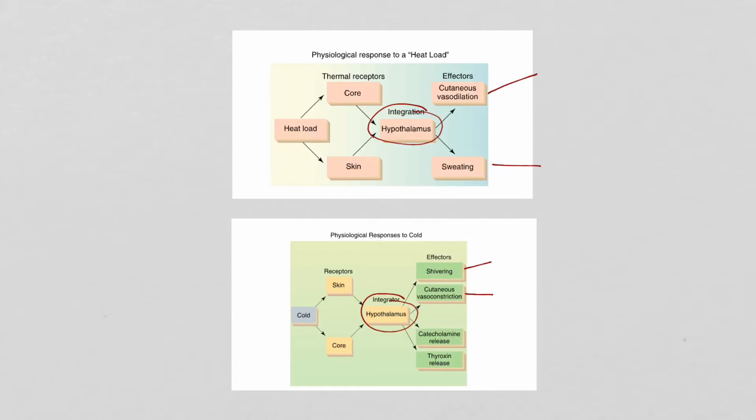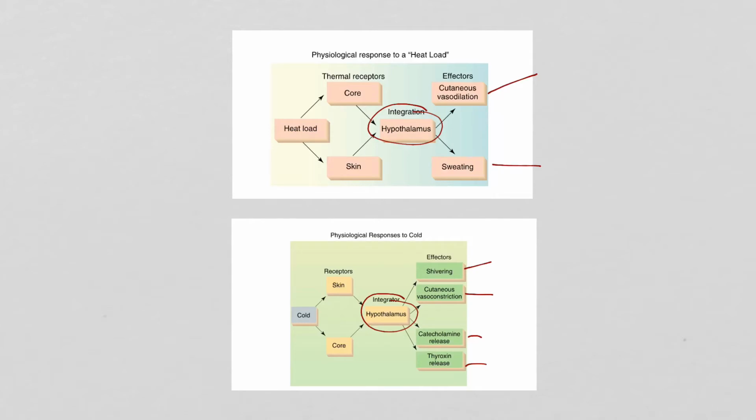So now blood will be directed more towards the core of the body where it'll stay warmer and will lose less heat to conduction and convection. Catecholamine release and thyroxine release, these two mechanisms will both increase metabolic rate, and so that will also increase your heat production.